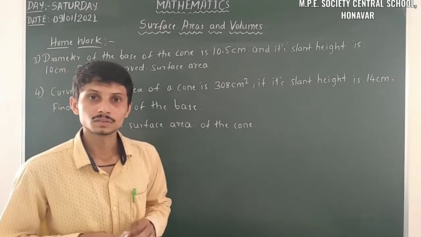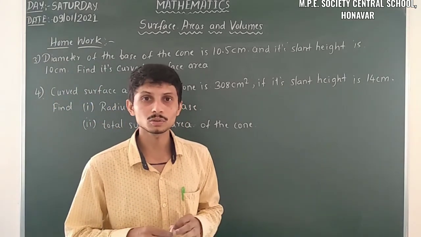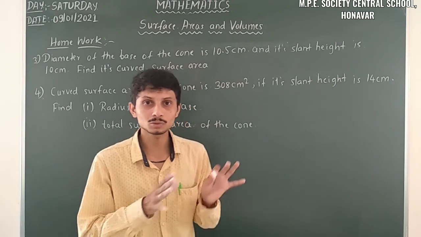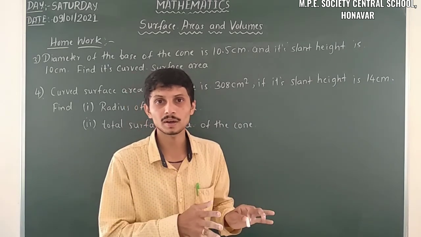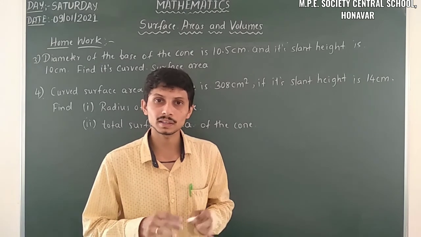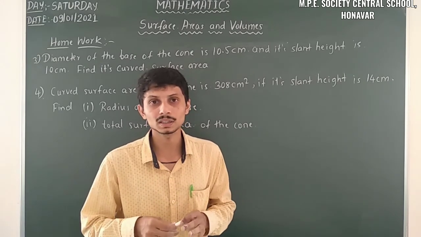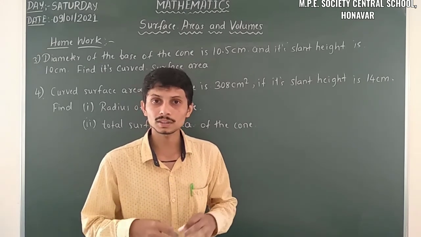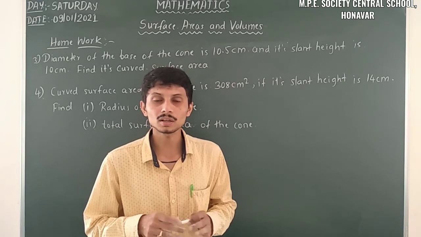So there are two homeworks, so you have to solve them. I hope you understood these topics, how to insert the problem, and how we get the formula for finding the curved surface area of the right circular cone and the total surface area of the right circular cone.